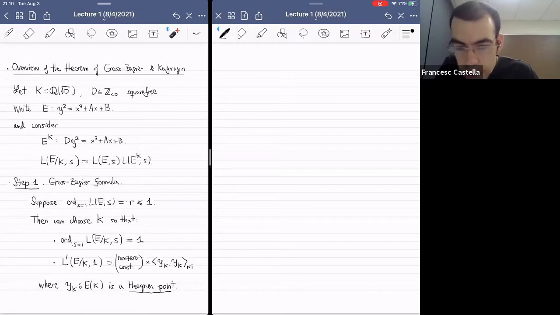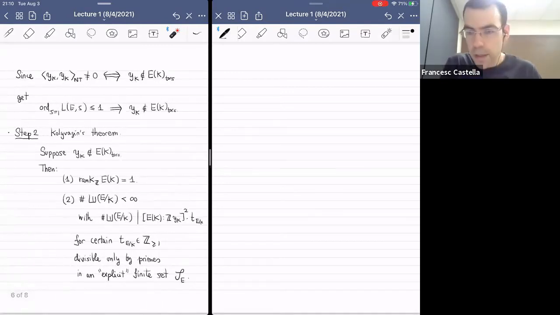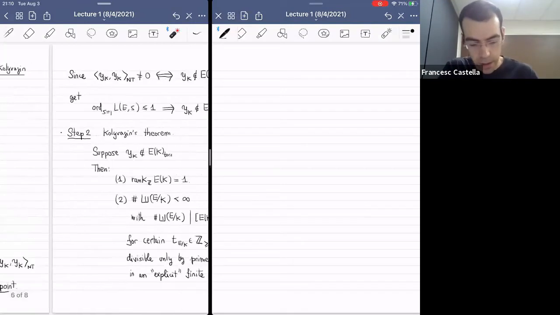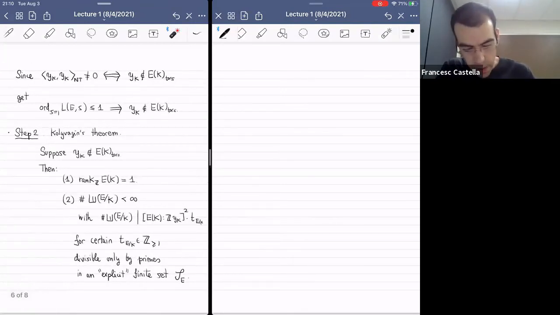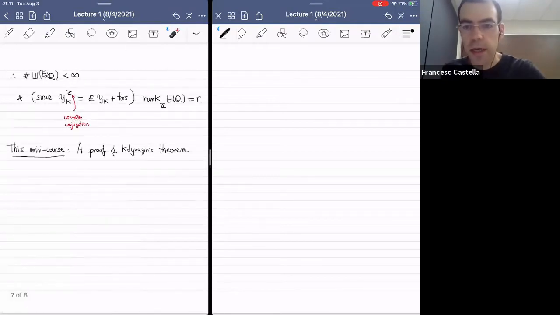And to answer the second question in Kolyvagin's theorem, the order of E over K is 1. It's still being assumed. It's part of step 1. So step 1 already gives us this, and by Gross-Zagier we get this input that Kolyvagin is going to take. So now let me give you this picture.